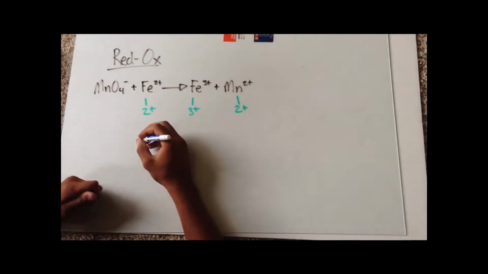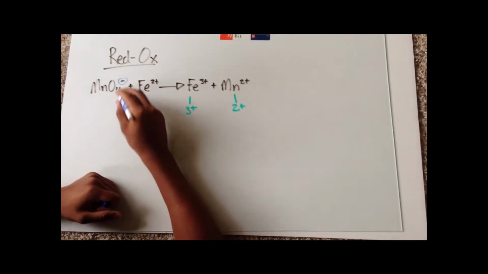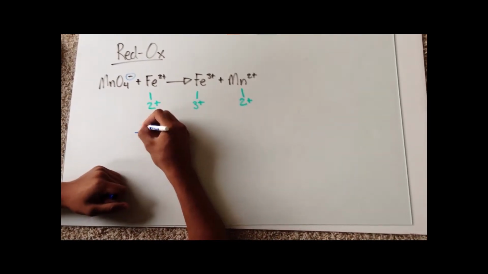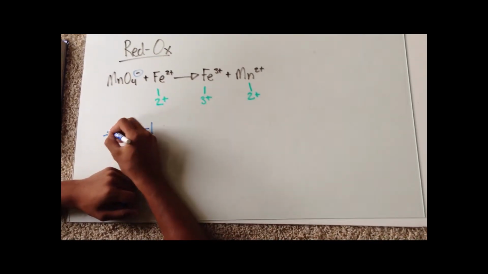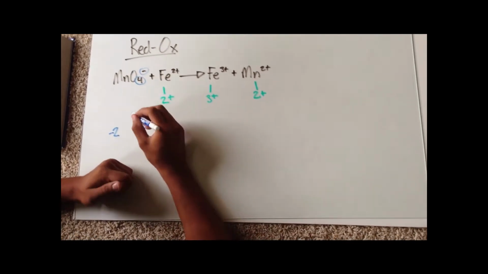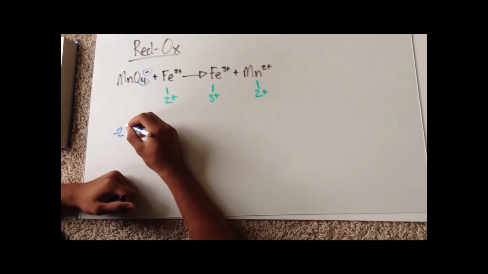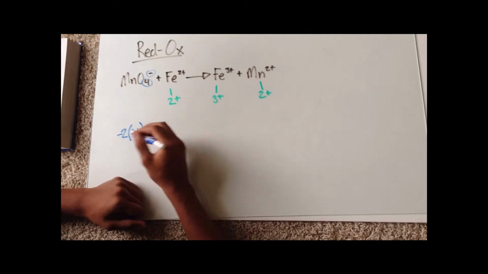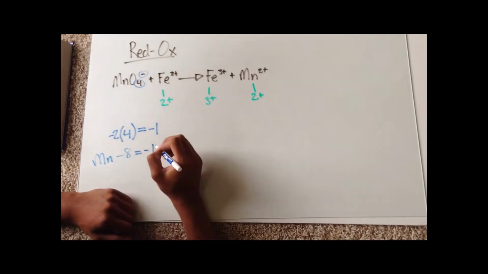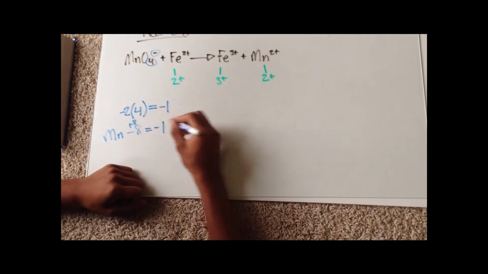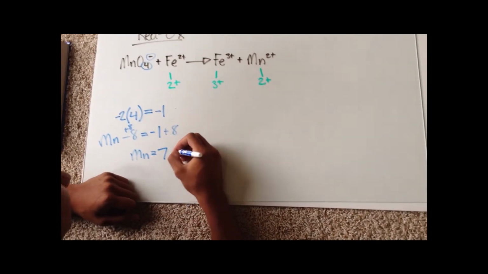And now with this one, when it's a combined atom, you set it equal to whatever the charge is. So if it's negative, then it would be -1. And since oxygen's always -2, you put -2 times whatever it's being multiplied by. So it would be 4. This would be -8 equals -1. Of course, Mn's on the side because that's what you're equaling it to. So you add 8 on this side, Mn will equal 7.